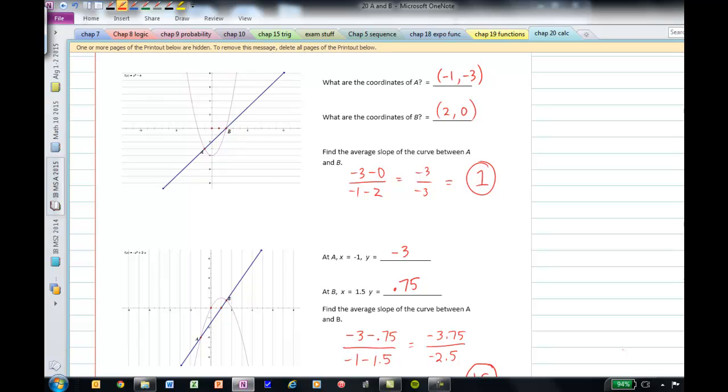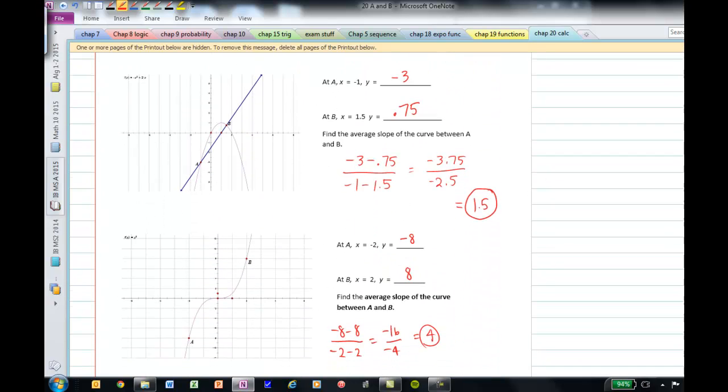Alright, so for the first graph, you should have found the coordinates of A were -1 and -3, and the coordinates of B were 2 and 0, and when you calculate the slope between those 2 points, you got 1. So the average slope of the curve between A and B was equal to 1. For the second example, you should get -3 for y at point A, 0.75 for B, and when you find the slope, you get 1.5. So the average slope of the curve between A and B is equal to 1.5.